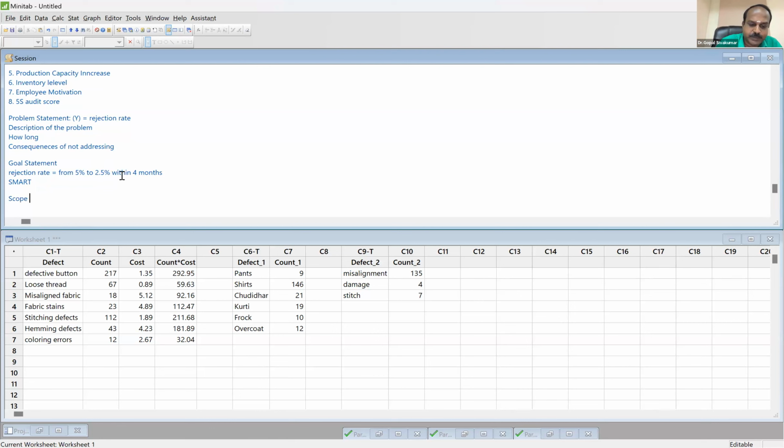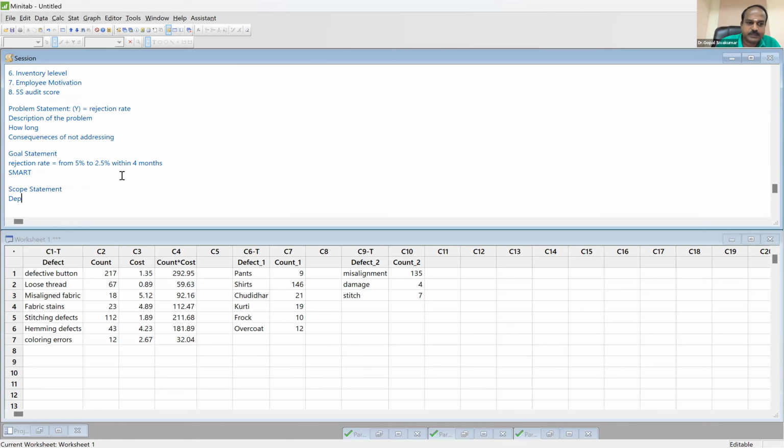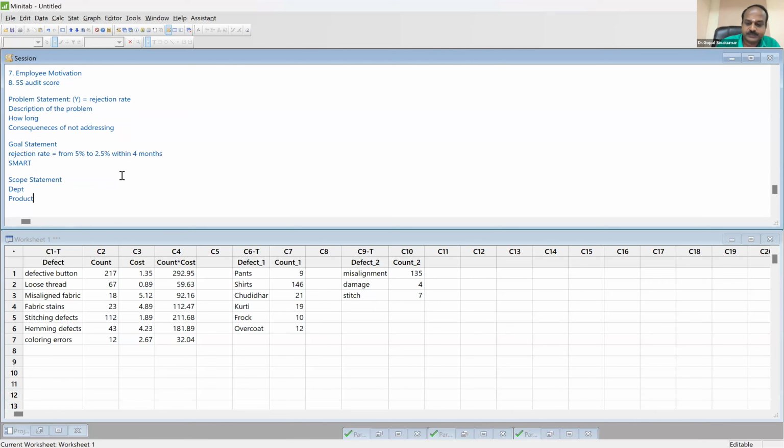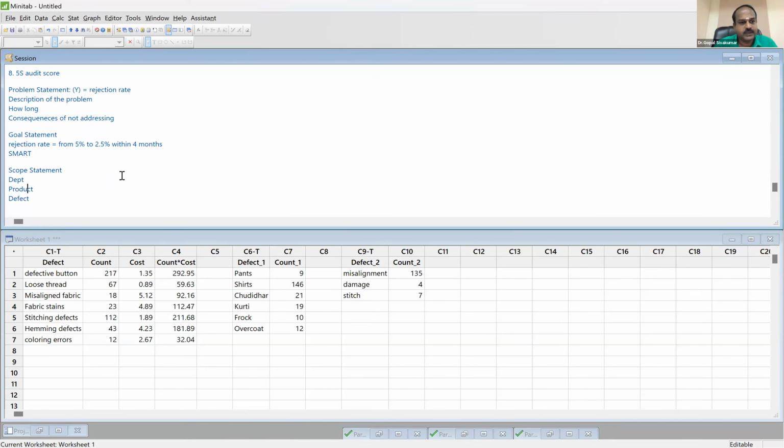Then I must have a scope statement. What is a scope statement? Which is the department, which is the product, which is the kind of defect you want to fix. What is the department or the section? The shirt section. Which is the product, specifically the shirt only you are concerned about. And which is the defect you are concerned about? Defective buttons, that too misaligned buttons. That is your focus now. So this is called in scope.